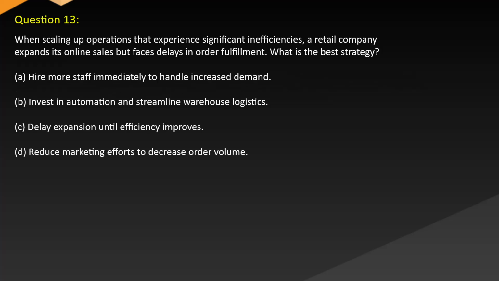Question 13. When scaling up operations that experience significant inefficiencies, a retail company expands its online sales but faces delays in order fulfillment. What is the best strategy? A. Hire more staff immediately to handle increased demand. B. Invest in automation and streamline warehouse logistics. C. Delay expansion until efficiency improves. D. Reduce marketing efforts to decrease order volume.